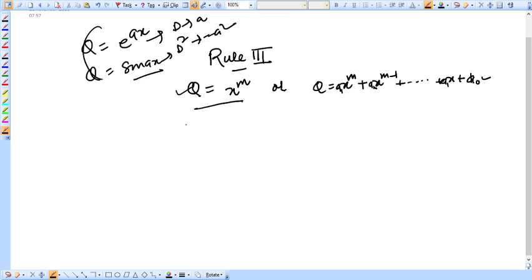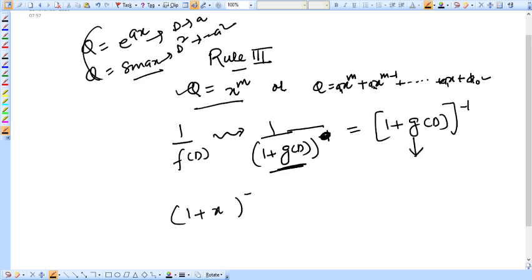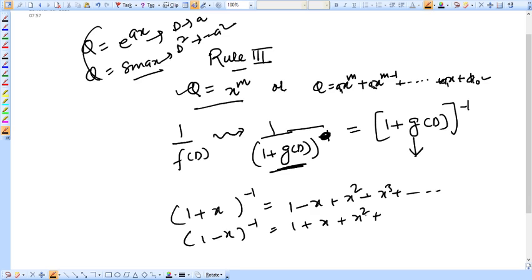Firstly, 1 by f(D), we are going to change this into the form 1 plus g(D). We are going to take something common from here and we want this form, so that we can write it as (1 plus g(D)) inverse. Then we will be applying the binomial theorem on this. We know (1 plus x) to the power minus 1 is equal to 1 minus x plus x square minus x cube up to so on, or (1 minus x) to the power minus 1 is equal to 1 plus x plus x square plus x cube up to so on.